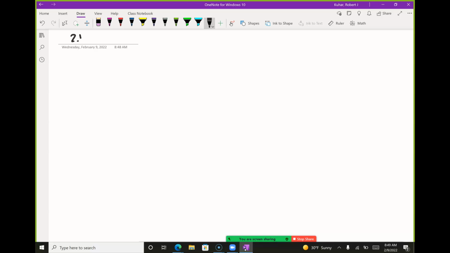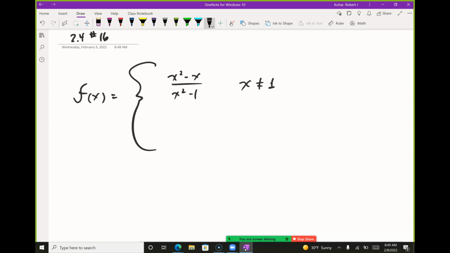So 2.4, number 16, and I want to show that a particular function is discontinuous. There are a lot of piecewise functions in this section, and you should have done a lot of piecewise functions in pre-cal, and you probably hate them as much as I hated them. But don't be a hater. Let's get over it. So I have a two-piece function here: x squared minus x over x squared minus 1, when x does not equal 1, and when x equals 1, I have a height of 1.